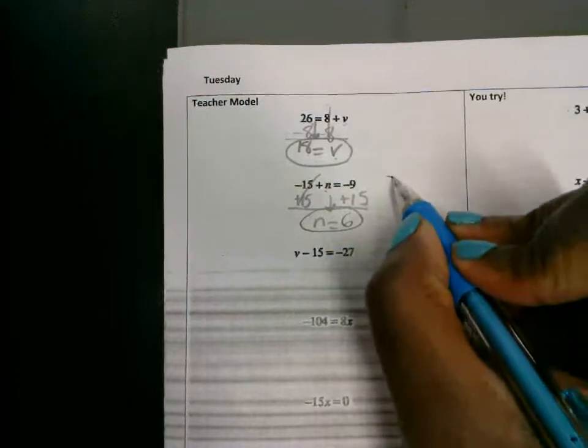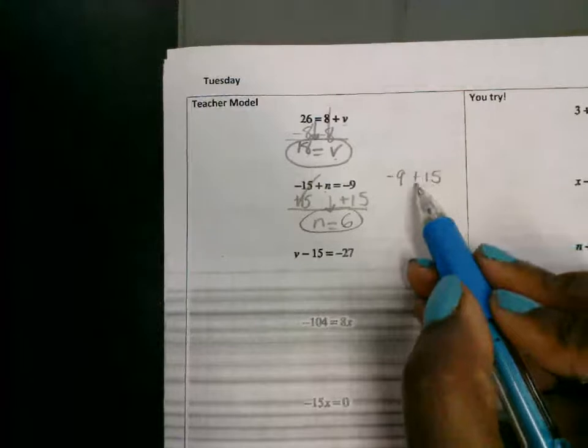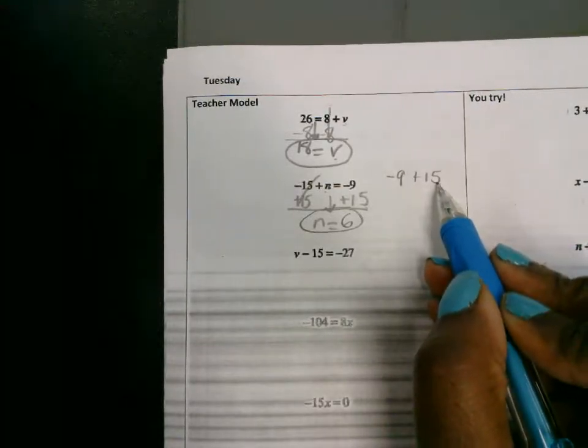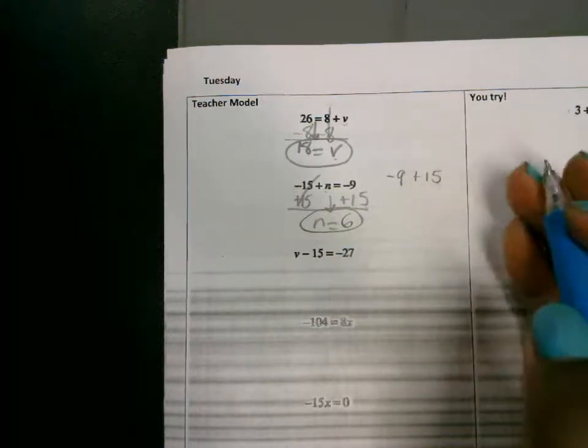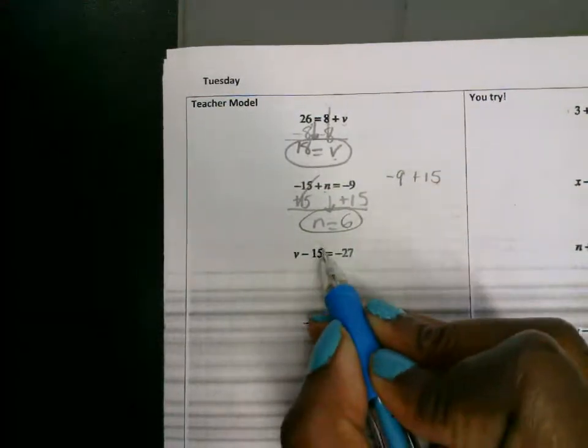If it helps you to see it side by side, we have negative 9 plus 15. Which one of these is further away from 0? This is further away from 0, so my answer is going to be a positive. They're different signs, so you subtract and you get a positive 6. All right, let's do this.